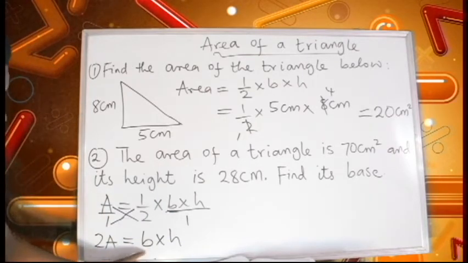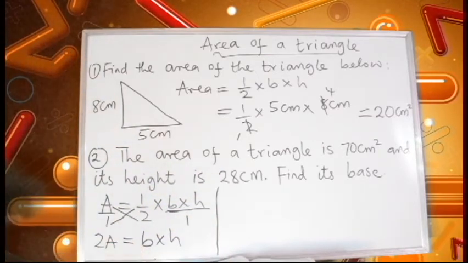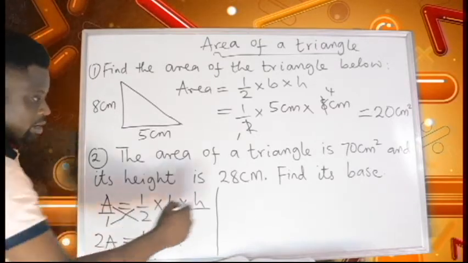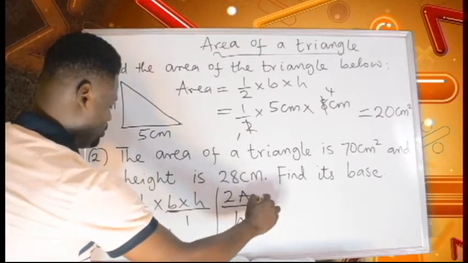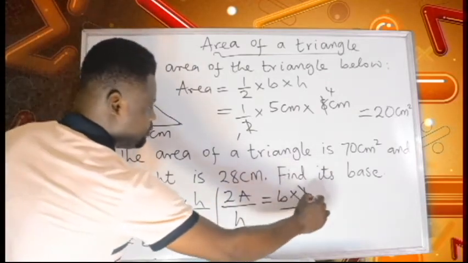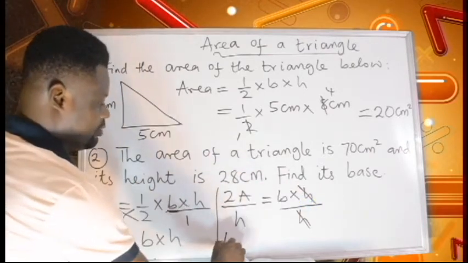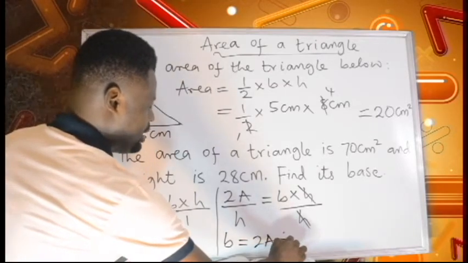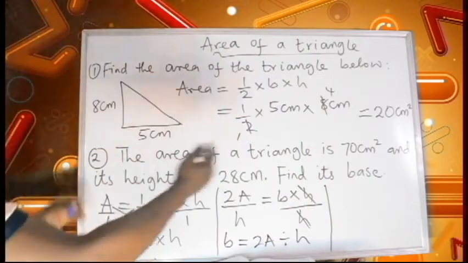We're interested in the base, not the height. So for us to get the base, we have to divide both sides by the height. So base will stay. We have 2A divided by your height equals base times height divided by your height. So your height will cancel out height, and you're left with your base. So your base now equals 2A divided by your height. So we can now input the figures.